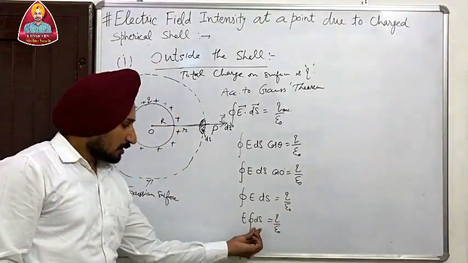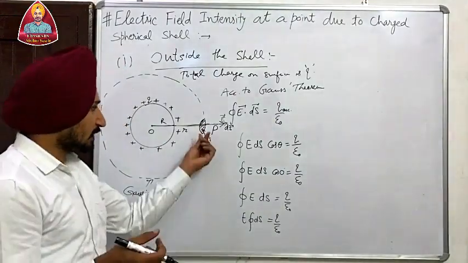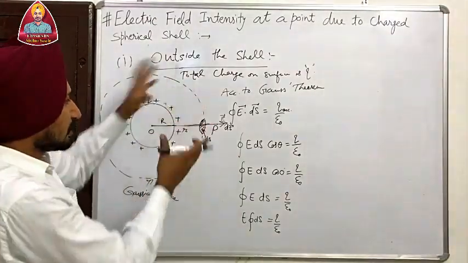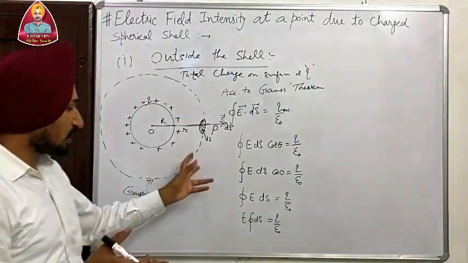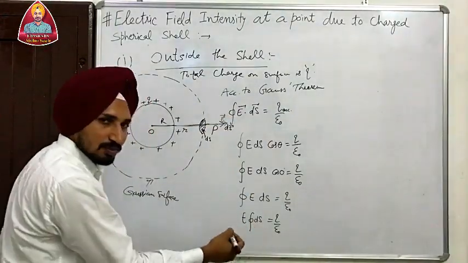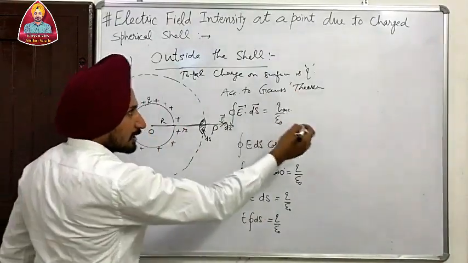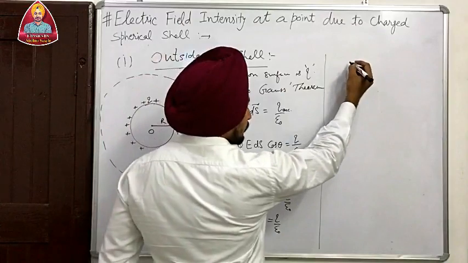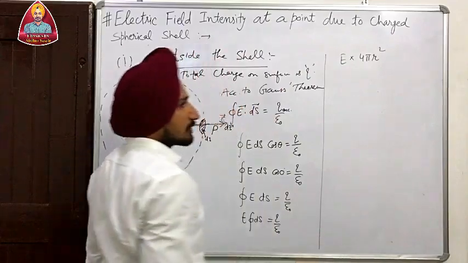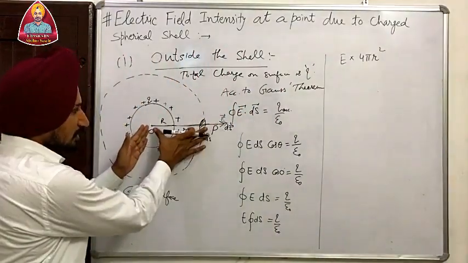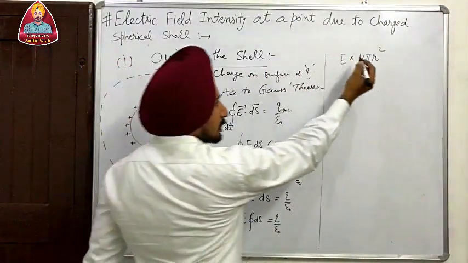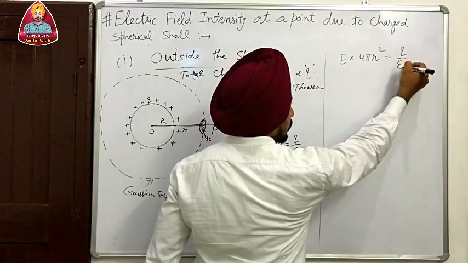Now we have to integrate the small area vector ds vector. When we integrate the ds vector, it will give us the whole surface area of the Gaussian spherical surface. So while integrating ds, we will get 4 pi small r square. Small r is the radius of the Gaussian surface. So the total surface area of the Gaussian surface, 4 pi r square, is equal to q upon epsilon 0.